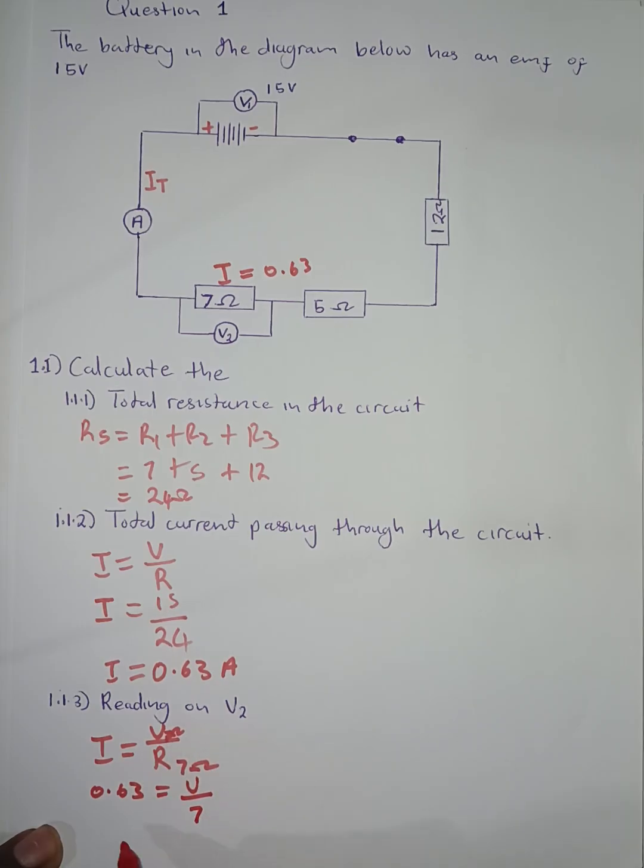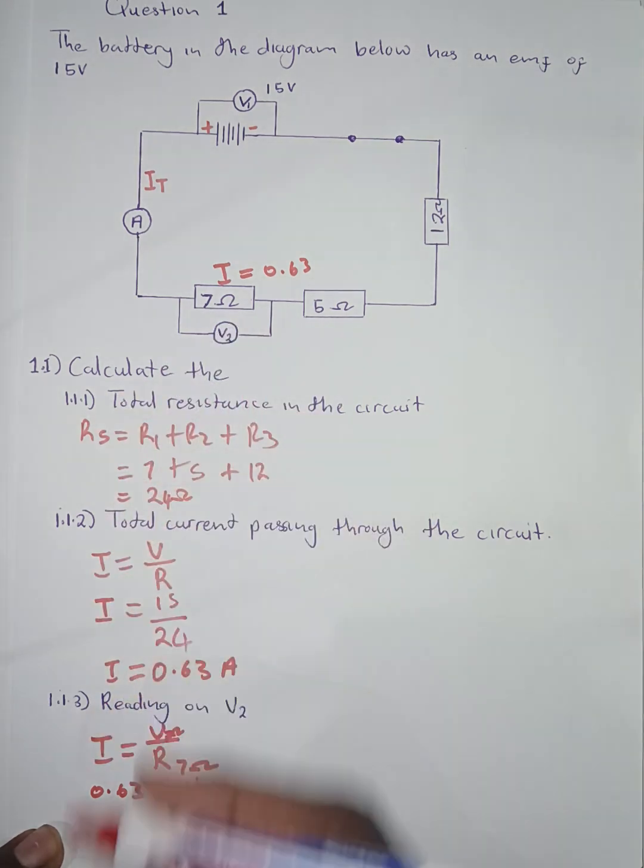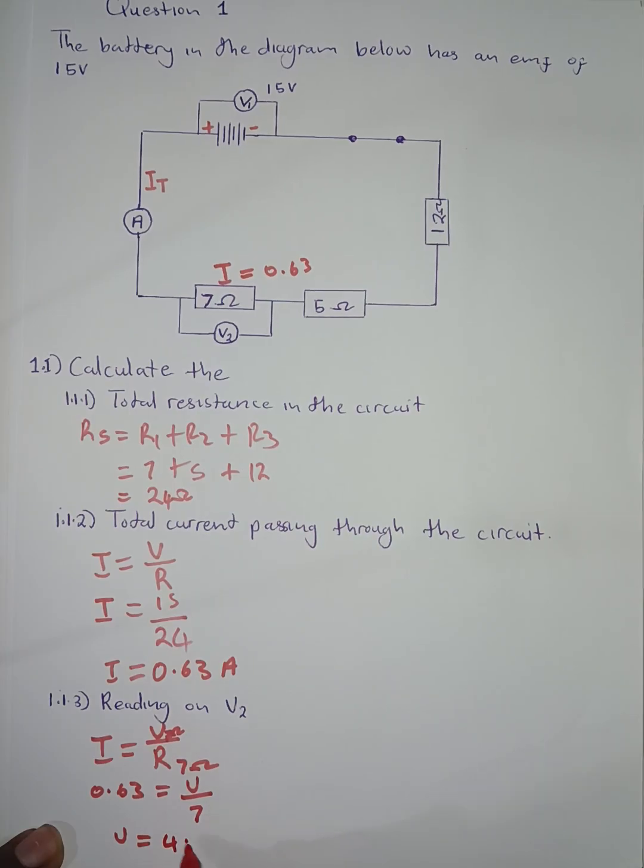And if you cross multiply, you're going to get the value for V, the voltage across that point. That 7 ohm resistor has 4.38 volts. So that would be the voltage across that 7 ohm resistor.